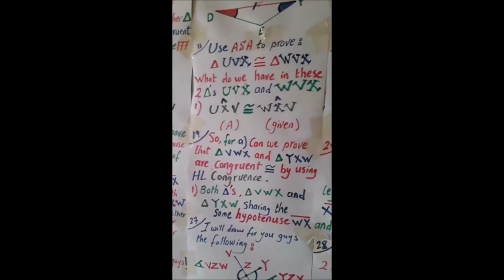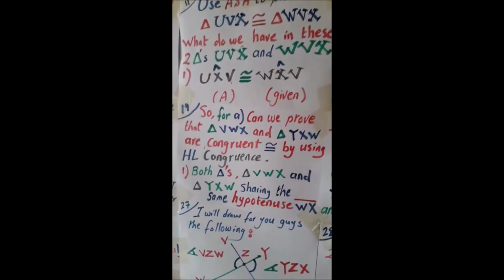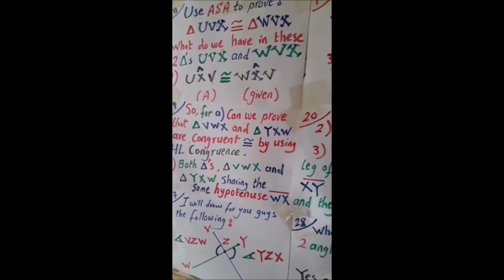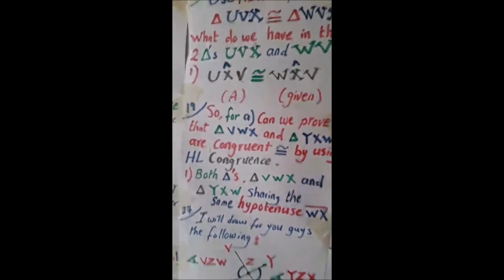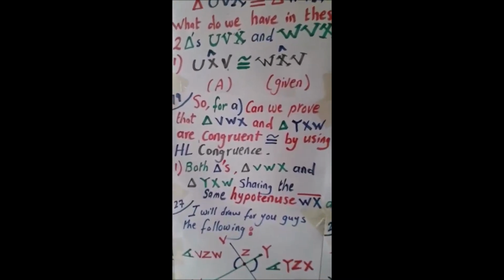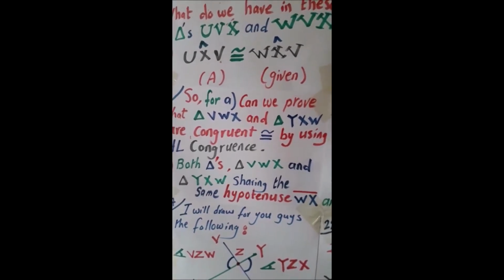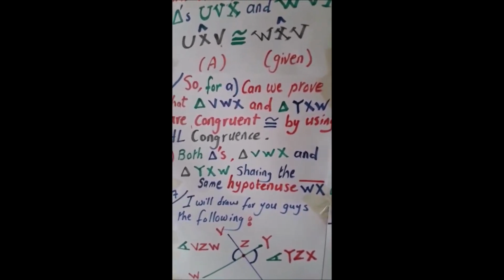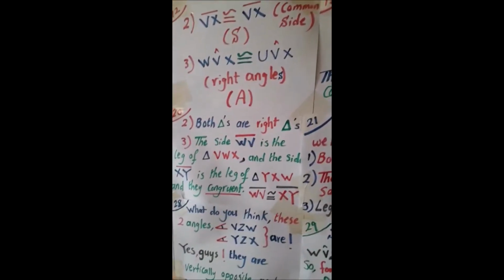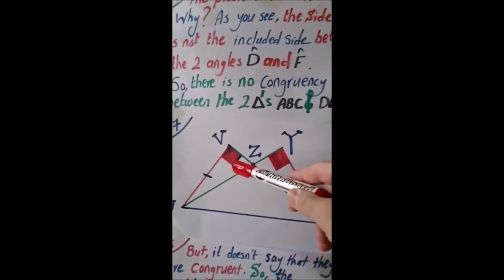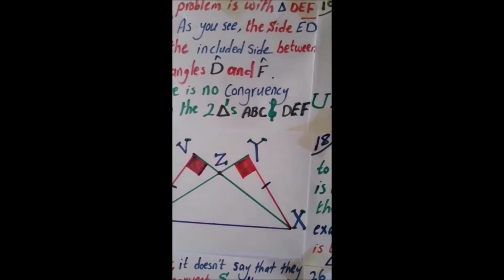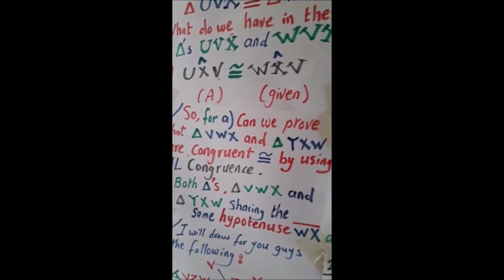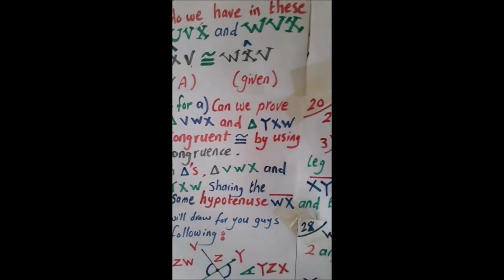So for A, can we prove that these two triangles, VWX and YXW, are congruent? Let me see what we have. Number 1, both triangles are right triangles. Here we have the first one, a right angle triangle at V, and the second one is a right angle triangle at Y. Both triangles VWX and YXW are sharing the same hypotenuse, WX. So we can say WX equal to WX.